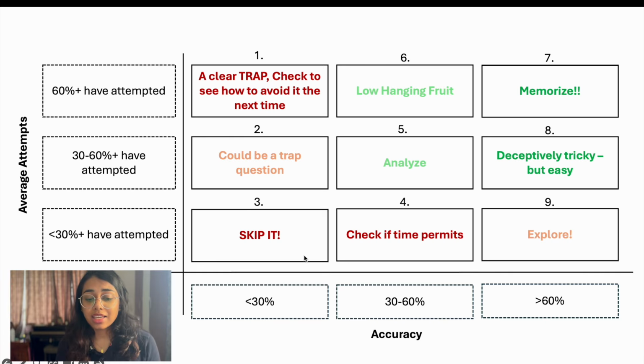So in this matrix there are two parameters. One is average attempts and the other is accuracy. I'm just going to use the pen to make it easier. Average attempts is basically how many people have attempted it. If there were 100 test takers, say 20 people attempted it, that will be the average number of attempts according to this table. And accuracy is how many people out of the attempters got it right. So if 20 people attempted it and 60% got it right, 12 people got it right. That's how you rate it.